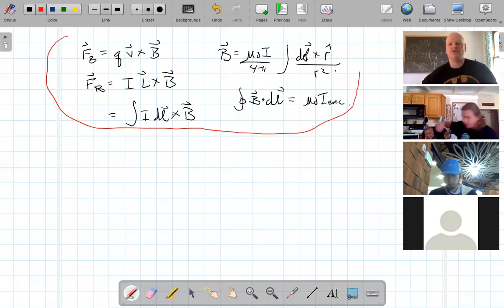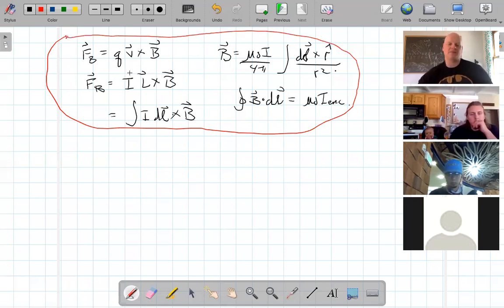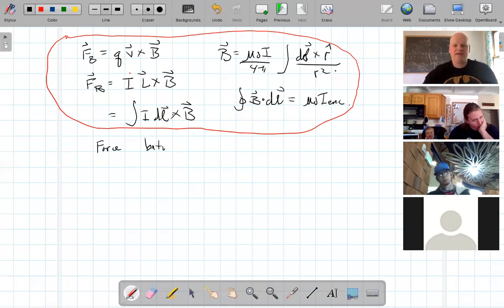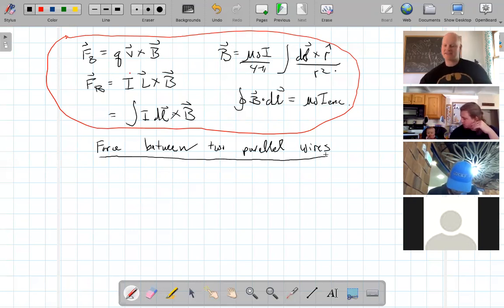So now we can start using these two things simultaneously to determine the force on something due to something else where we have to calculate the magnetic field. A good example of this is, what is the force between two parallel wires? Basically what's going to happen here is we have a wire in an external magnetic field, but that external magnetic field is generated by another wire.